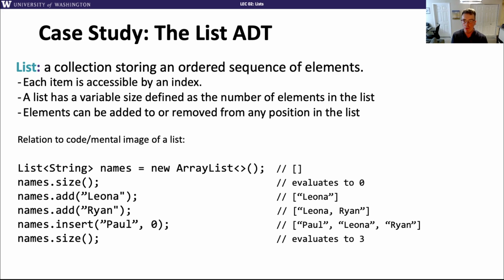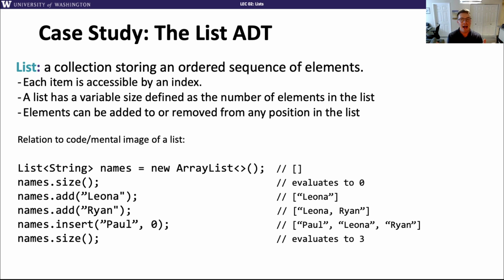Why the list? Well, first off, it makes a really good point of review for CSE 143, since CSE 143 talks a lot about lists. You talk about lists in Java, and specifically the array list and the linked list. But a list in general, the ADT, the abstract idea, is a collection storing an ordered sequence of elements. So you have a bunch of elements starting from the beginning to the end. Each item has an index associated to it. So there's something at index 0, index 1, index 2, etc.